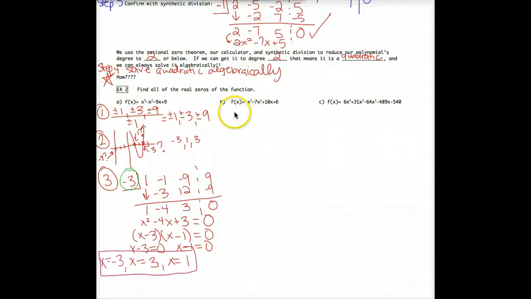All right, let's try that again. Step 1, factors of the constant. Factors of 6 are plus and minus 1, plus and minus 2, plus and minus 3, and plus and minus 6. Factors of the leading coefficient: it's 1 again, so that makes it easy. So again, our possibilities are plus and minus 1, 2, 3, and 6.